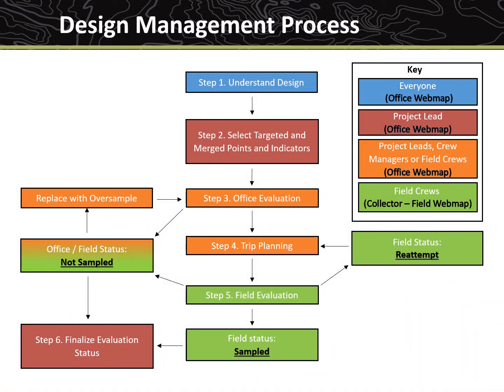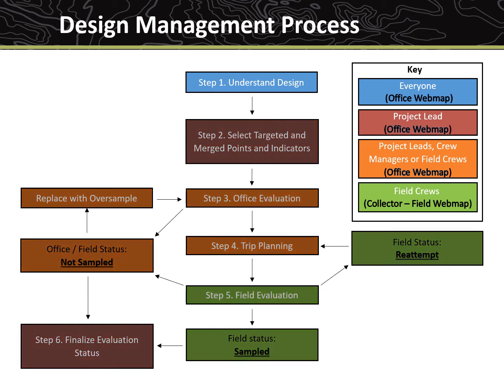This video will follow the design management process that is outlined in Figure 1 of the LODIC Evaluation and Design Management Protocol. First, this video will discuss key concepts and tools used within a sample design, including the Office web map. It will then cover how project leads will select targeted points, merge points, and indicators for their field office. Next, it will discuss the Office evaluation process, including how to evaluate points from the office and how to replace failed points. Then it will cover how to organize trip plans for visiting and evaluating reaches in the field in the most efficient manner.